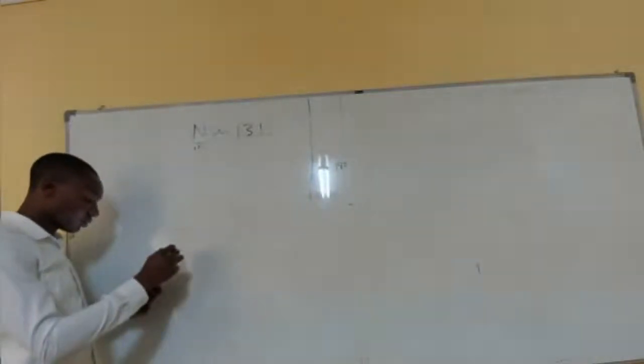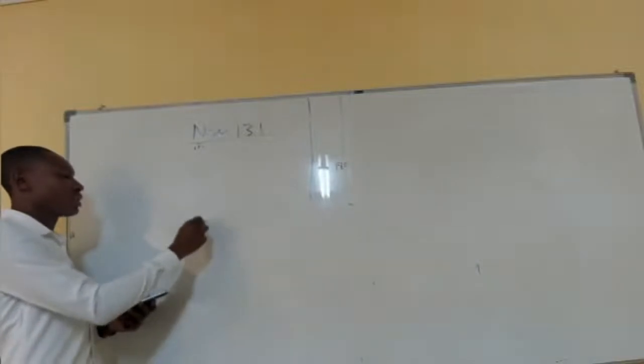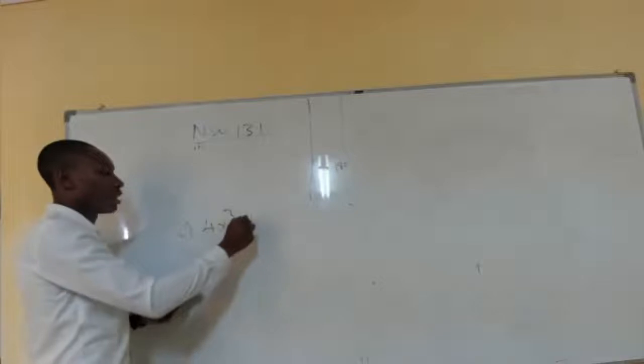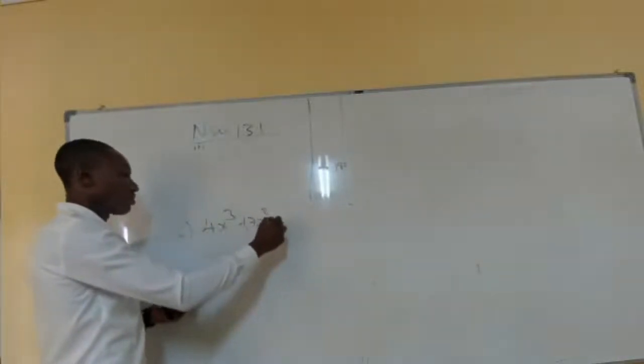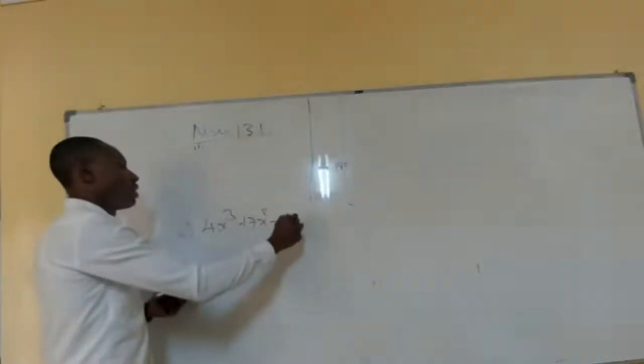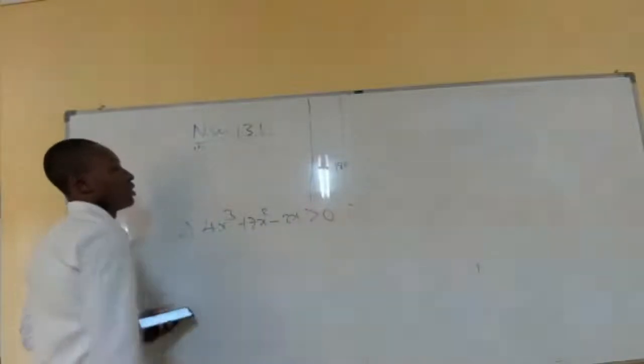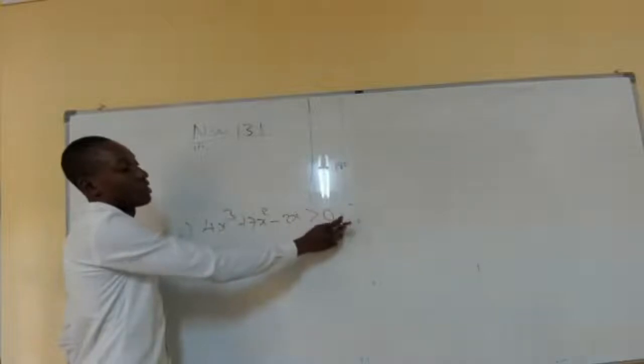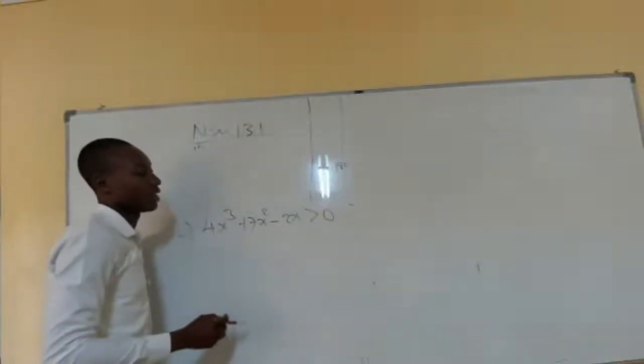C says you have 4x cubed plus 7x squared minus 2x is greater than 0. In the question, you notice that this 2x is on the other side. I've already taken it to the other side.